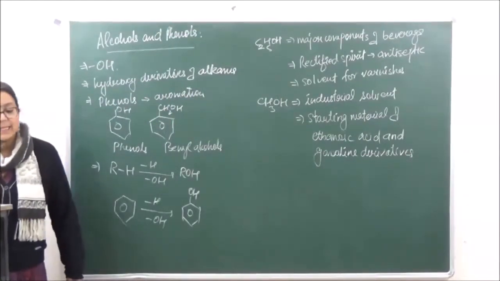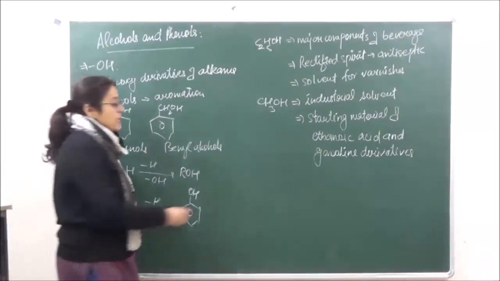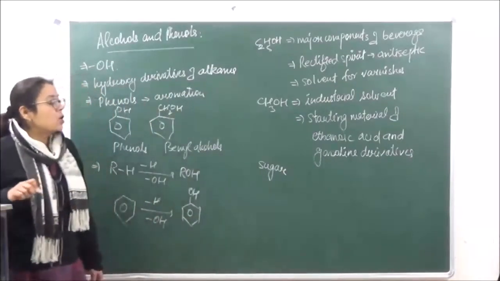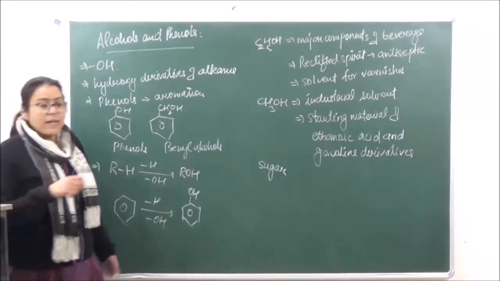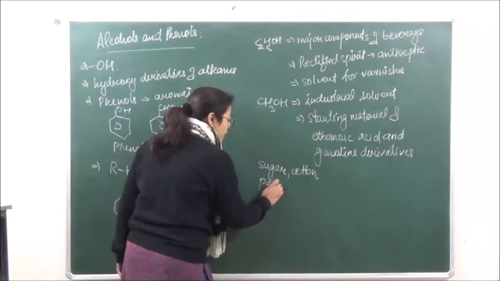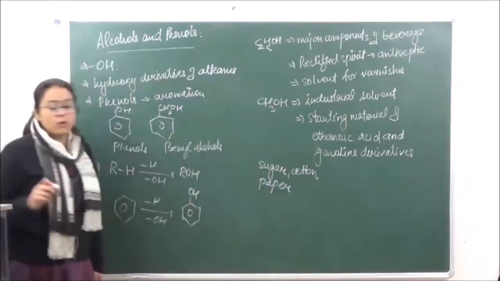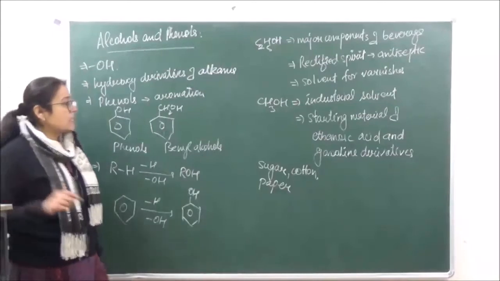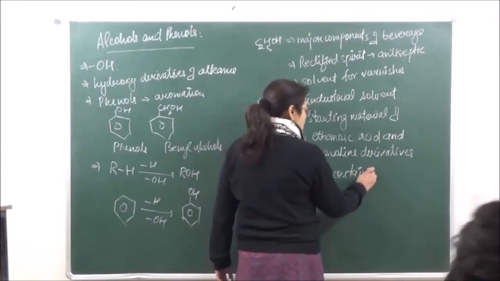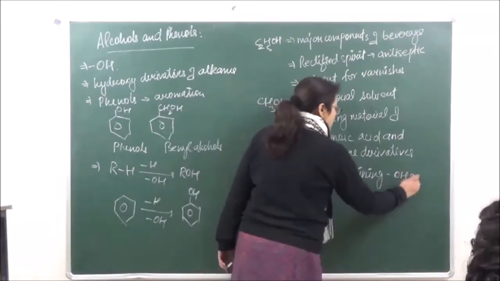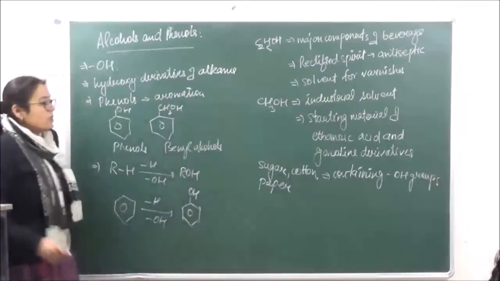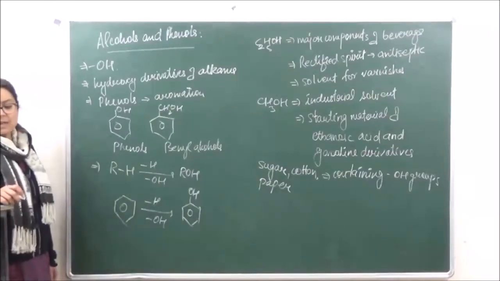Then we also see that there are many other compounds. For example, when we are talking of sugar, sugar also consists of the OH component. Right? So sugar, or we have cotton, we have paper, all these have OH as one of the groups which is present. So all these compounds contain OH groups, right? Now, because they contain OH groups, they are studied under alcohols.